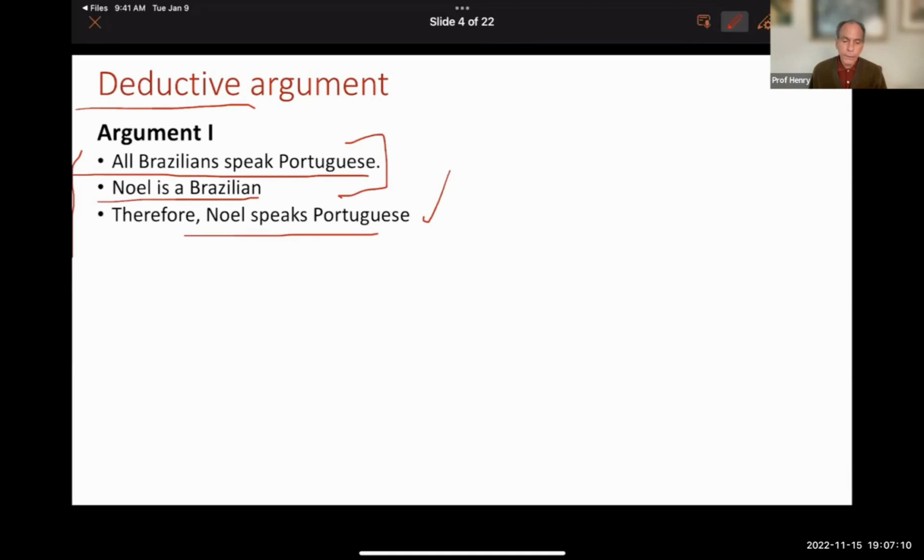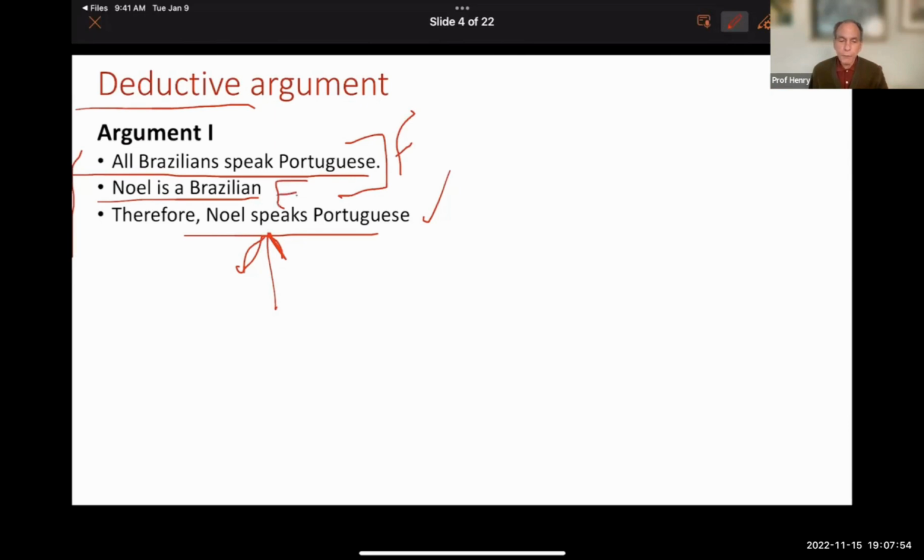Now, if I want to say, no, wait a second, I know Noel, he doesn't speak Portuguese. So what now has to happen with this deductive argument? If you want to deny the conclusion, yes, Radar? Yeah, the conclusion will be not all Brazilians speak Portuguese. Right. So this could be false, or the other alternative is that Noel is not Brazilian, right?